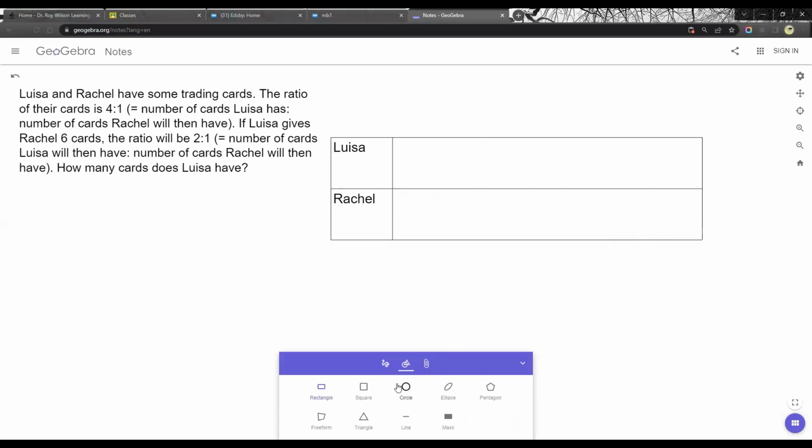Alright, and now we're going to use the circle to represent a certain number of cards, but also to represent our 4 to 1 ratio. Luisa will have red circles, while Rachel has a different color, so we know the difference between Luisa and Rachel's cards.